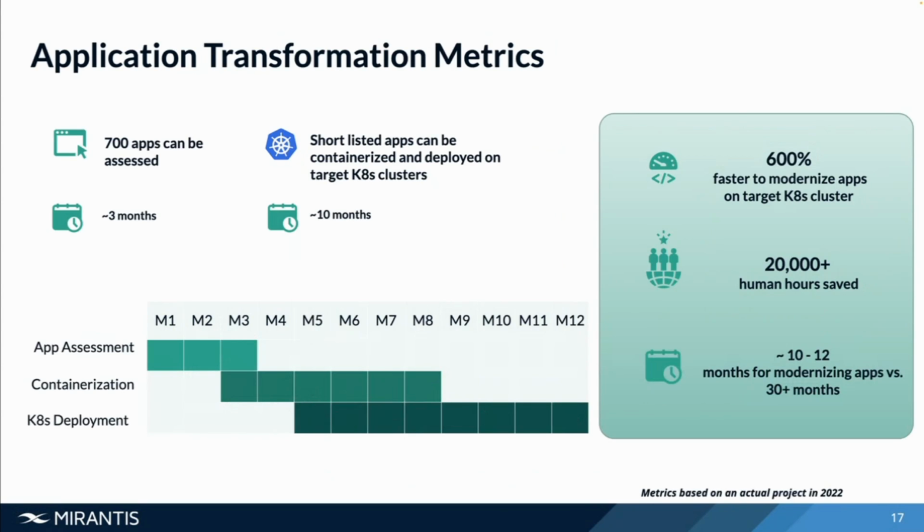So 600% faster to modernize. If we were to do it manually, we would have taken ages to do that. But with automation, we have been able to do that in around 12 months for the whole project, right? It's 200,000 plus human hours saved. And in terms of timing, again, it's 10 to 12 months to modern applications versus 30 months plus if we were to do it manually, right?